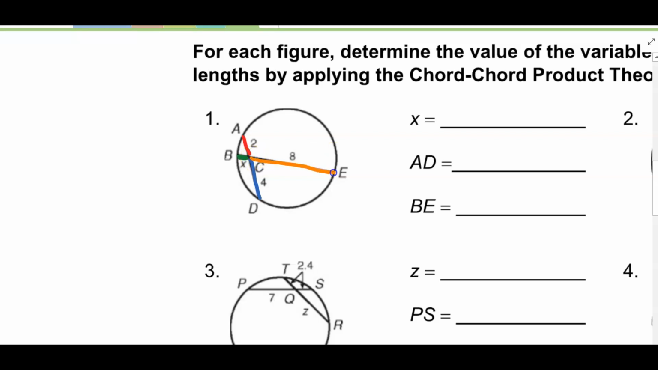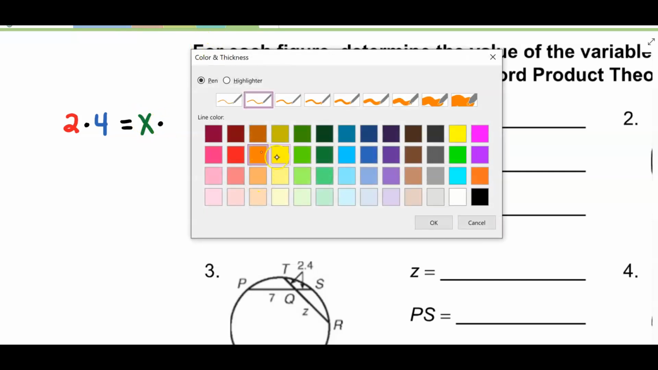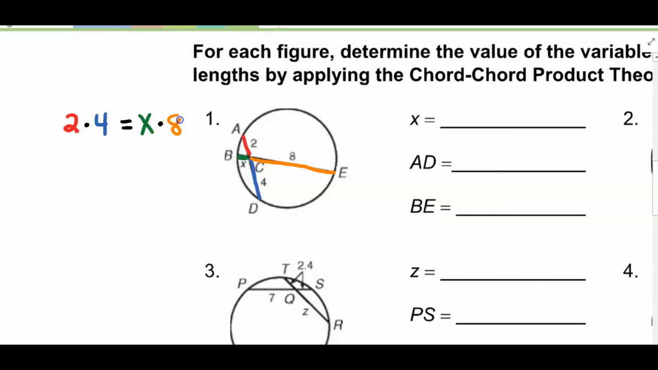Okay, so when I go and set up my equation, and I'm only going to do this in detail for this one, I see that 2 times 4 equals x times 8. Right? These two pieces multiplied equal those two pieces multiplied.